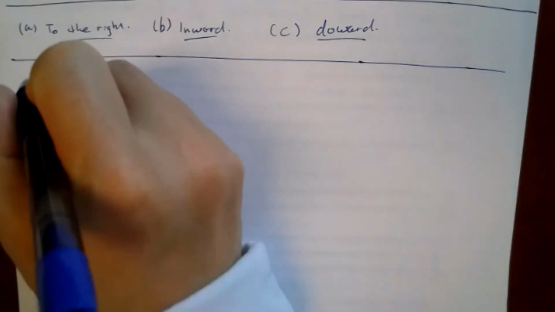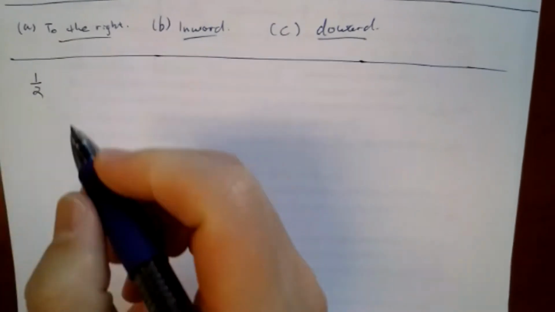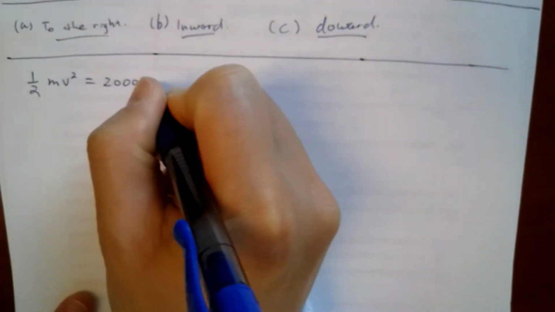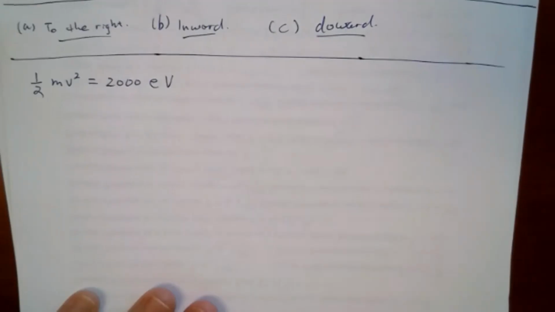It says initial kinetic energy. So that means 1/2 mv squared is equal to 2000 electron volts. Okay, so that's the unit for energy. It passes between parallel plates that are 1.0 centimeter apart and kept at uniform electric field and magnetic field.